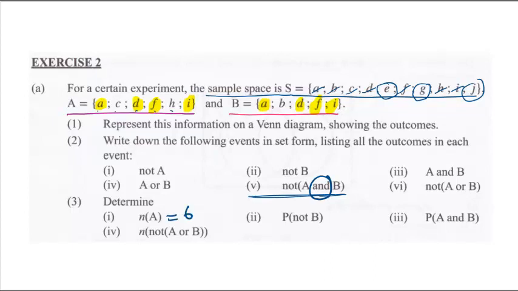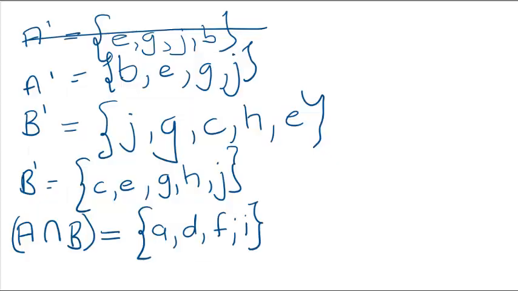Question 4. What is the probability of not B? Okay, so let's go to this question that says not B. Okay, so not B has got how many items? This is not B. It's got 1, 2, 3, 4, 5. So the number of items in not B is equal to 5, right?